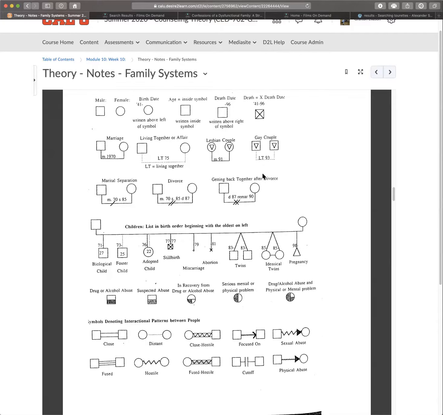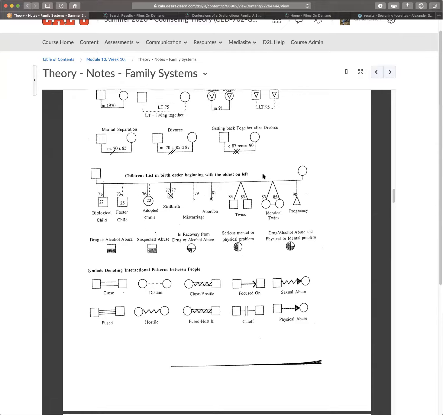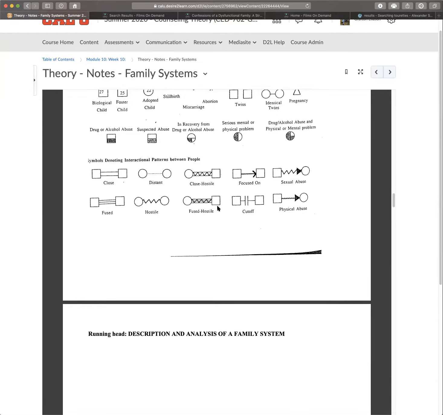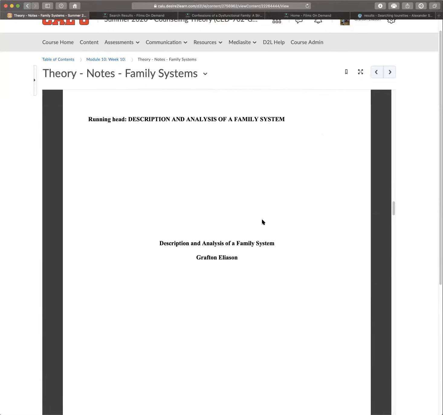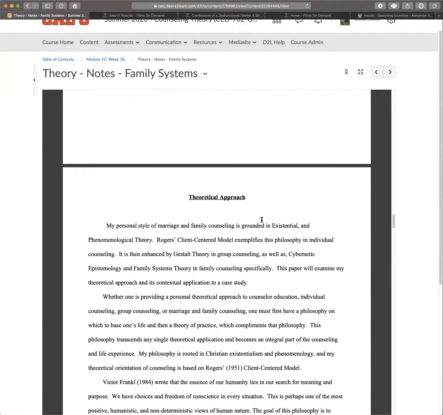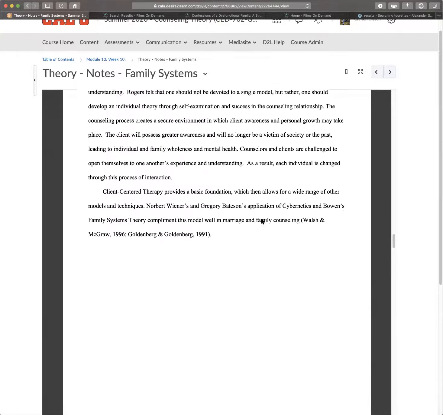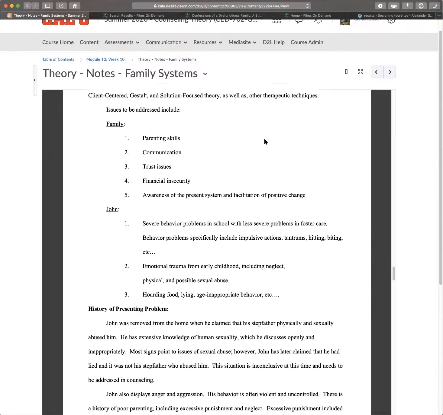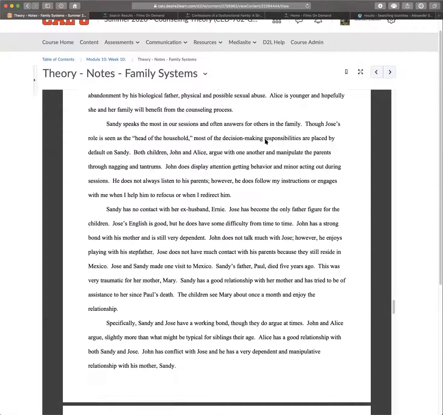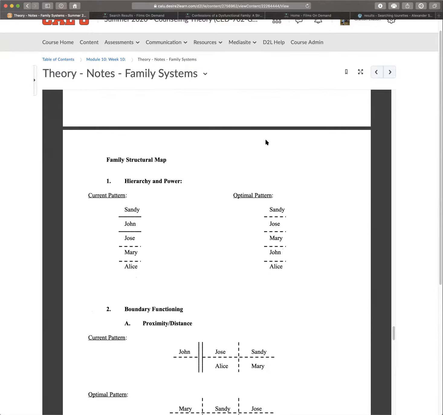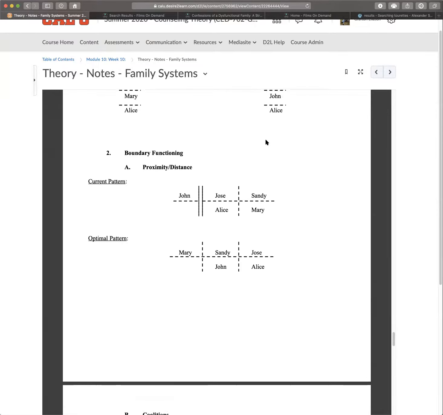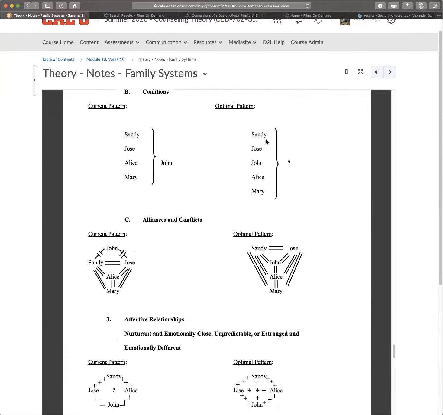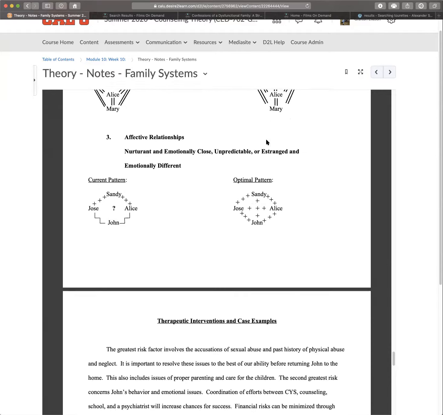These are all examples of symbols for genograms. I usually use colors for the emotional relationships. This is the paper, which talks about my theoretical approach, which is a little different. I use cybernetic epistemology and a few other things. This is a basic family intake, what we talk about to get a case history of the family. This is all the structural mapping and the boundaries and coalitions and alliances.